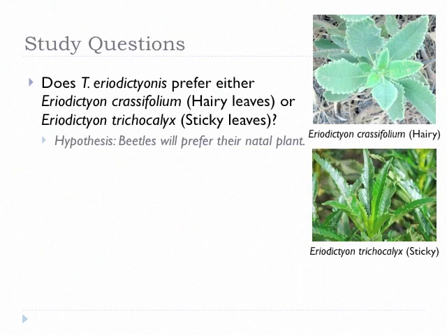So here are the two plants, Areodictyon crassifolium and Areodictyon trichocalyx, and since those are huge mouthfuls, from now on I'm going to call crassifolium hairy and trichocalyx sticky. The reason is that you can see in the picture, the crassifolium leaves look really fuzzy, and they are. They have tons of tiny little hairs all over the leaf. And the trichocalyx have a really thick resinous layer on them, and they are really, really sticky, to the point that working with them in the lab is actually a huge pain.